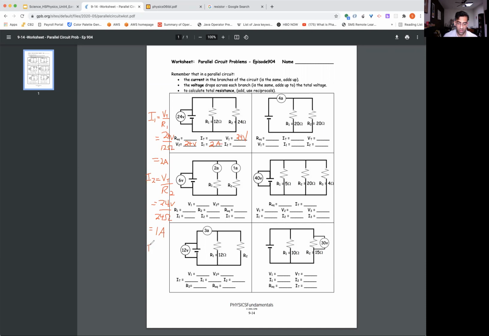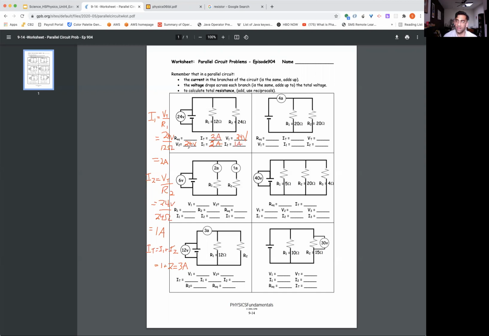So our total current, that's going to be I1 plus I2. Use the handwriting here, but I hope you get the picture. That's going to be 1 plus 2 amperes or 3 amperes. All right, so we know our IT is 3 amperes. We know I2 is 1 ampere.